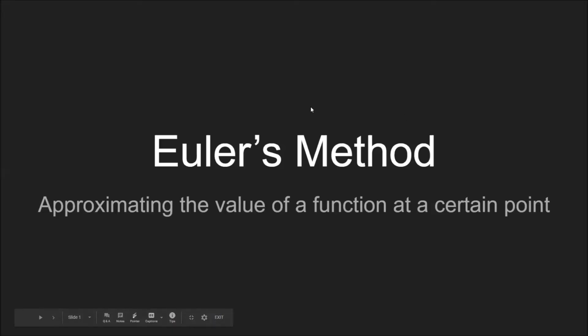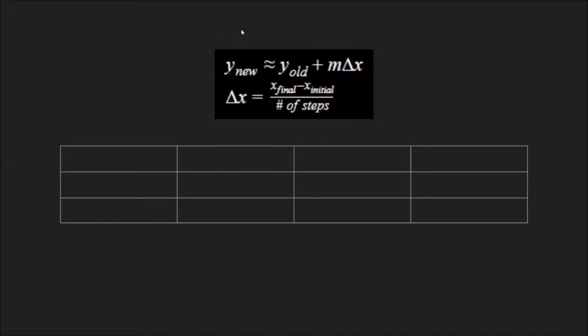So today we're going to go over Euler's method, which is a way to approximate the value of a function at a specific index. Now, Euler's method is not very accurate. However, the AP test does ask you to use it sometimes. And so let's go ahead and look at this equation that can be used to approximate a new value.